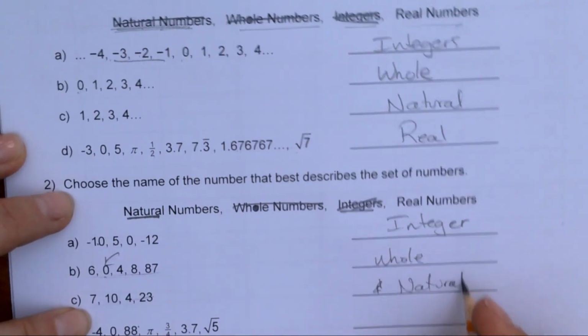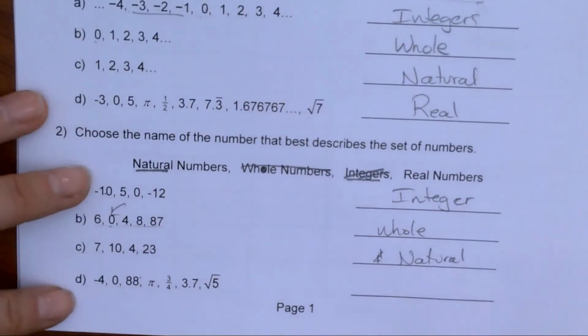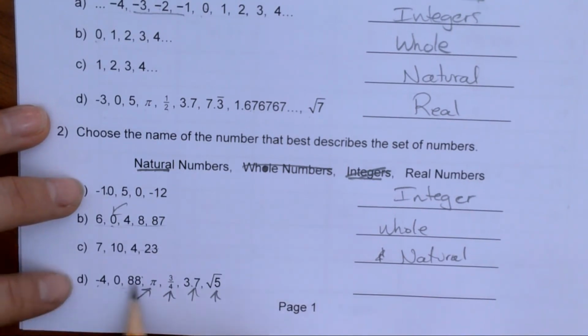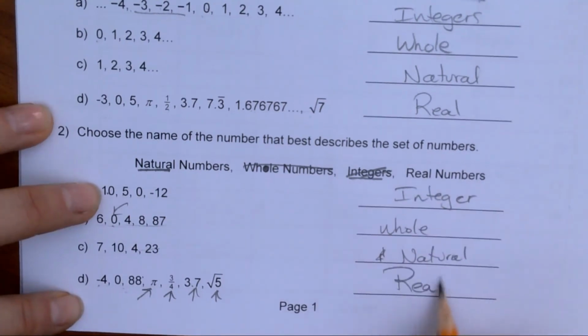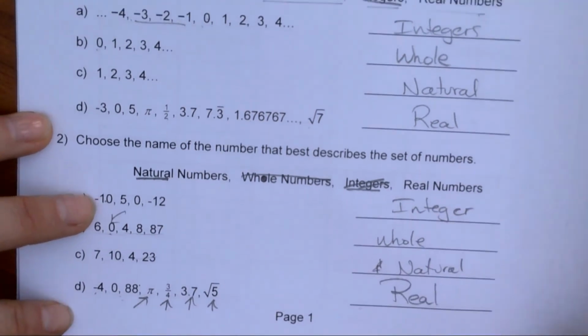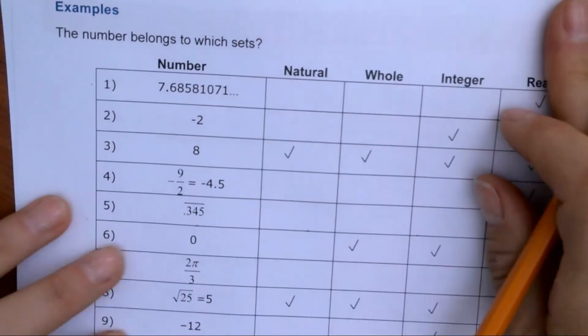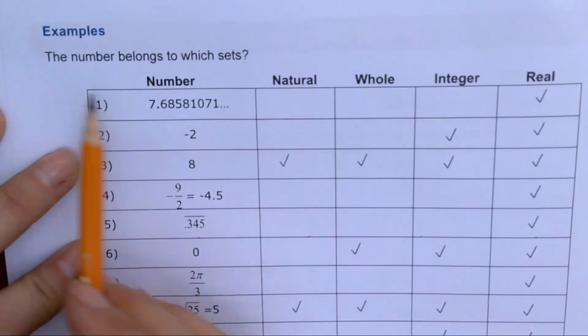Okay, the last one, there's lots of crazy numbers in it. You can see a fraction, a decimal, a square root, pi, negative numbers. So we know that these are real numbers. The real number set. Okay, look at the next page. So these are examples. Okay, so it says the number belongs to which set.